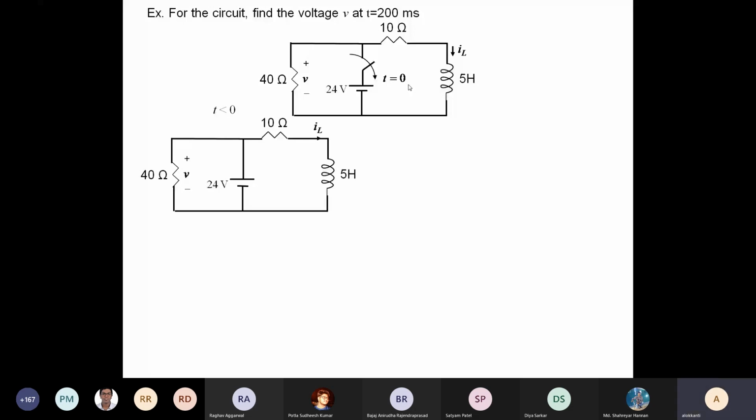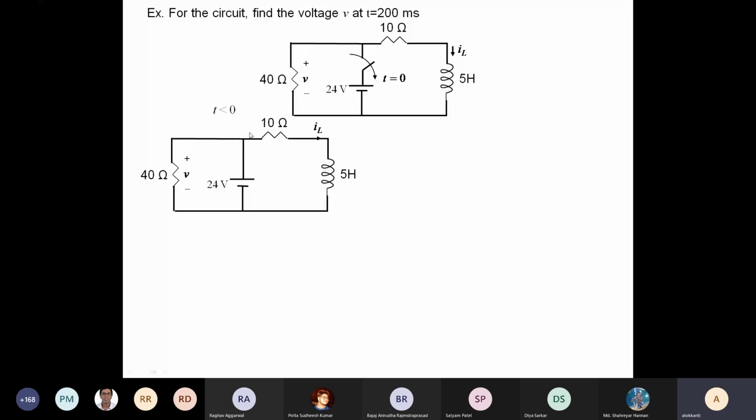For t less than 0, this is the circuit, because the switch is closed. The 24 volt battery is connected to the circuit. So what will happen? The 24 volt battery will drive some current through the 40 ohm resistance. It will also drive some current through the 10 ohm and 5 Henry. But what will be the voltage across the inductor? Zero, sir. Yes, because the inductor is shorted for DC. So you can find out the current.